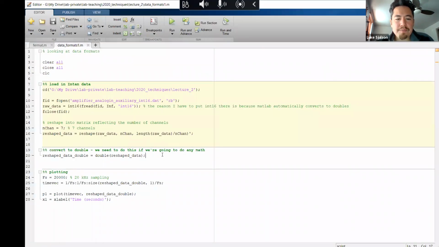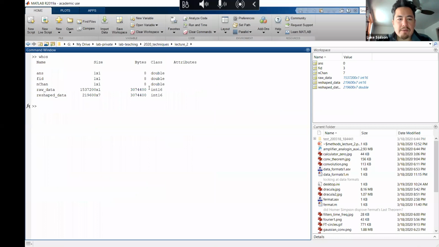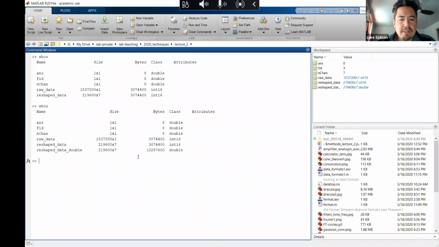So what if we want to z-score that, for example? If we were going to do any sort of math, we have to change it to doubles. So I made the double version, which we can actually use for mathematical operations, and it is now 12 megabytes. That's for 12 seconds of data. So if we had 12,000 seconds of data, then this would be 3 gigabytes versus 12 gigabytes. So now all of a sudden your 3 gigabytes of data takes up 12 gigabytes of RAM.